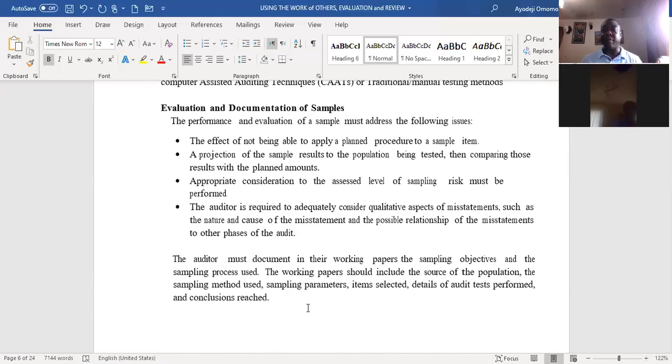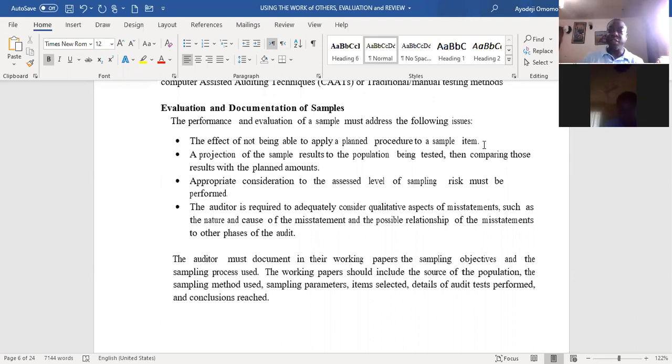Now, the performance and evaluation of a sample must address some issues. What we are saying is that when you want to document samples, what should you have in mind? So these are the points here. One is that you must be able to plan the effect of not being able to apply a planned procedure to a sample item. If you are going to document your samples, and something happened that you were not able to apply the planned procedure on the sampled item, you need to document it.